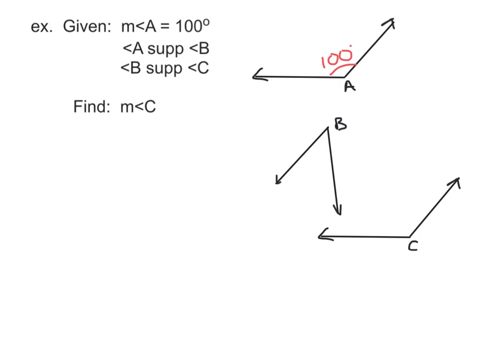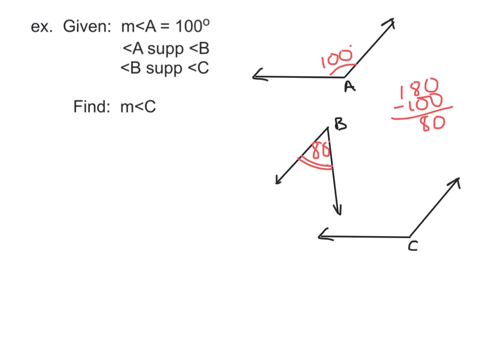Well, if A is supplementary to B, but A is 100, how are we going to find out angle B? We're going to subtract. So we're going to say 180 minus 100, and I'm left with 80. So that means that angle B is now 80 degrees. Okay, fine. So the goal, remember, keep your eyes on the prize here. The goal is to find angle C.